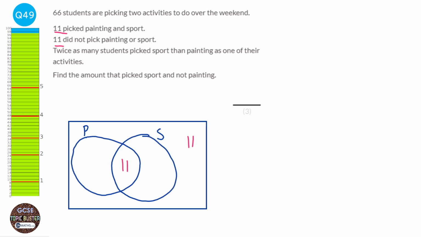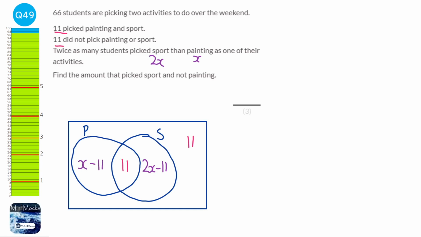Now, what we can do is say, okay, if the painting we label as X, then the sport will be 2X. But if you look, we've already got a number in the sport, that 11 there. So in algebra, this will be 2X take away the 11 that we already know about. And the painting is the same. We know the whole thing is X. So we're just going to take away the bit we know there, which is the 11, and it will be X minus 11.